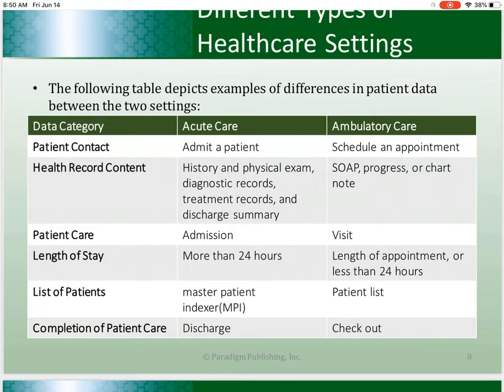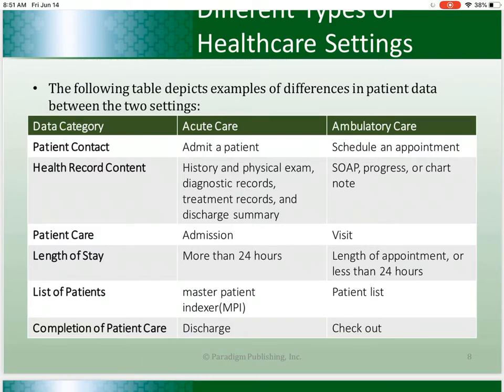So patient contact at acute care is going to happen as the patient is admitted. Ambulatory care is scheduling an appointment. Health record content for acute care is going to include your history and physical, your diagnostic records, treatment records, and a discharge summary. And then typically your ambulatory care is going to contain your SOAP notes, progress notes, or your chart notes.